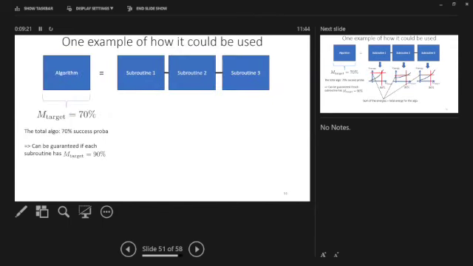And let me give an example of how it could be used. So imagine you have an algorithm for which you want a success probability of 70%. And your algorithm is decomposed into subroutines, so, primitive tasks, and by combining them, you implement the algorithm you want to do. And to reach 70% success for this task, it means that each of the subroutines should reach a success of 90%. And then the whole task will have 70% probability.